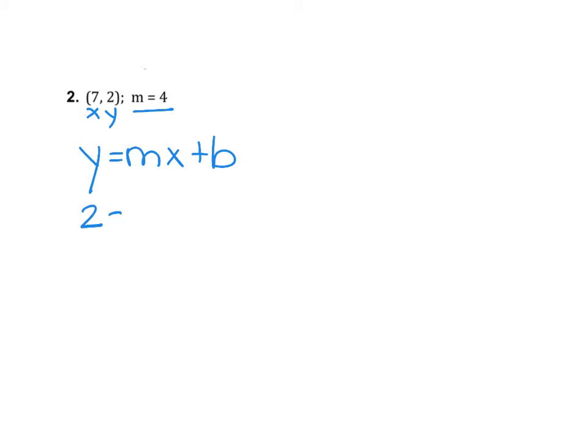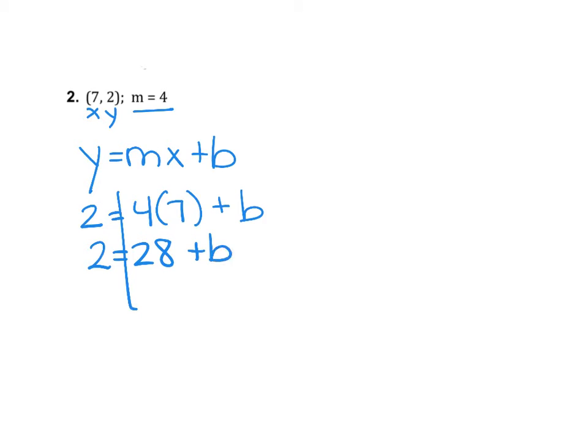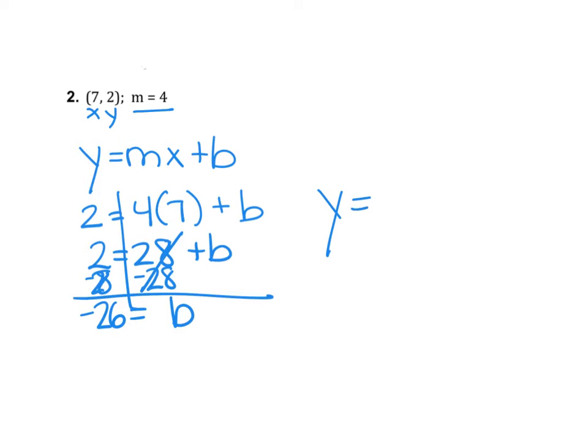We know that y is 2. We know we have a slope of 4, and we have an x of 7, and then we would want to know what the y-intercept is. So we're going to have 2 is equal to 28 plus b, and now we minus 28. And so b is going to be equal to -26. So I would have an equation that was y is equal to, again, now we're just going to plug in the parts. We have the slope, we have the y-intercept. y is equal to 4x minus 26.